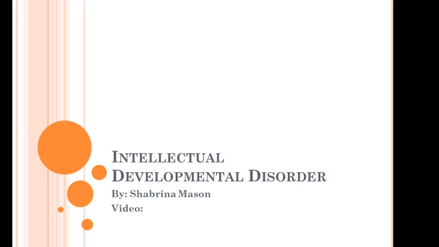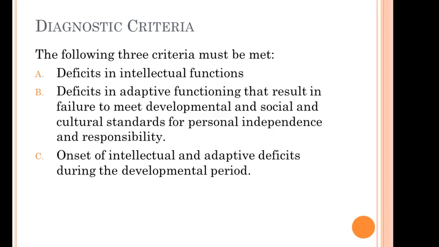Intellectual developmental disorder falls under the category of a neurodevelopmental disorder. To have intellectual developmental disorder, the following three criteria must be met. A person needs to have a deficit in intellectual functions, some examples of which are problem solving, academic learning, planning, and reasoning. A person also needs to exhibit deficits in adaptive functioning that result in failure to meet developmental and sociocultural standards for personal independence and responsibility.